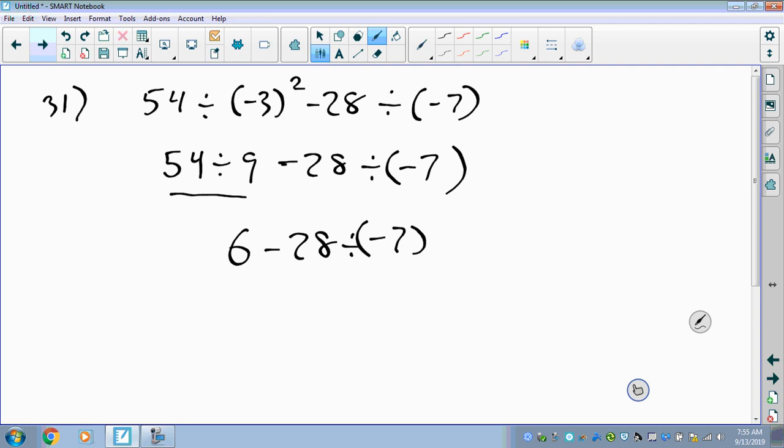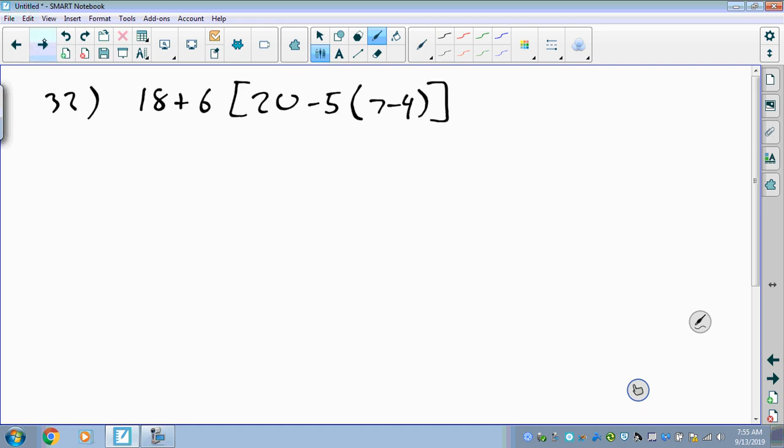Now we've got to divide over here. You could do these two at the same time, but for here I'll break that into two steps. 28 divided by 7 is going to be negative 4. 6 plus a negative 6 minus a negative 4 really means 6 plus 4. Your answer is 10.